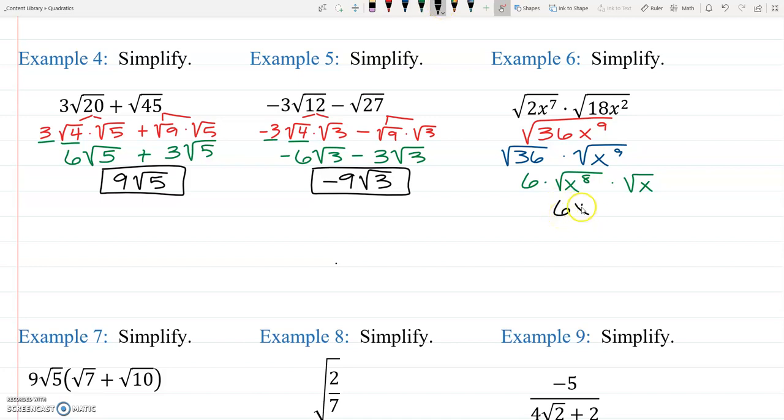That's going to end up being x to the 4th, because x to the 4th times itself is x to the 8th, and this stays the same. That's it. Questions, or am I moving on?